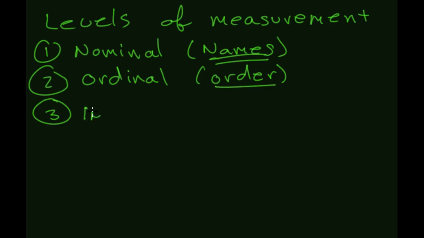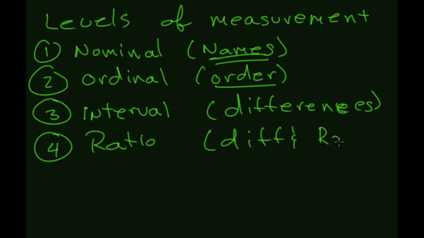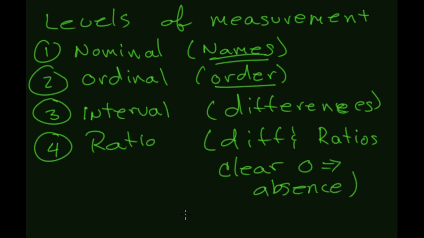We have an interval level, which is where differences mean something, but there's no clear 0. And finally, we have a ratio level, where both differences and ratios have meaning, and there is a clear 0, which reflects an absence of something. Okay, so there you go. 4 levels of measurement.